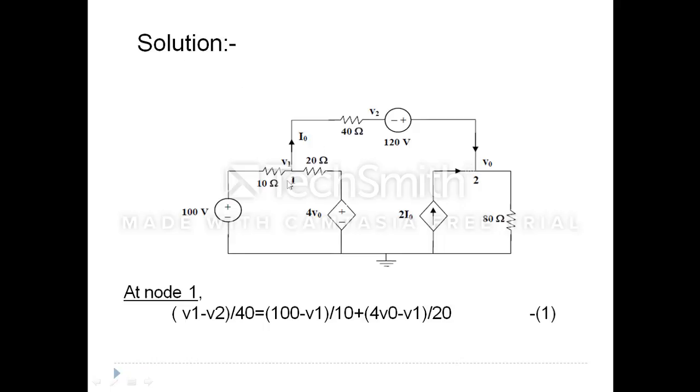As you can see, this is node 1 and this is node 2. So writing the equation at node 1: (V1 minus V2) divided by 40, this is 40 ohm, is equal to (100 minus V1) divided by 10 plus 4 V0 plus (V0 minus V1) divided by 20. Let it be equation 1.